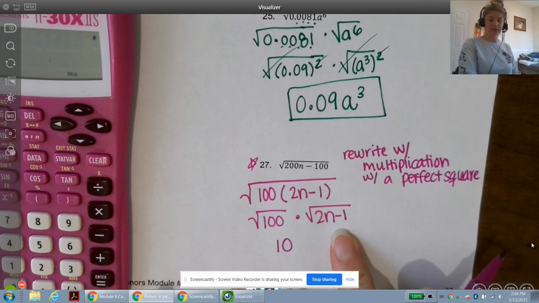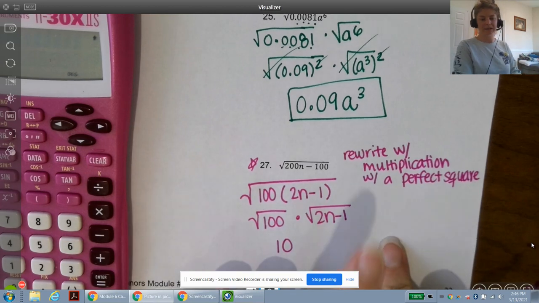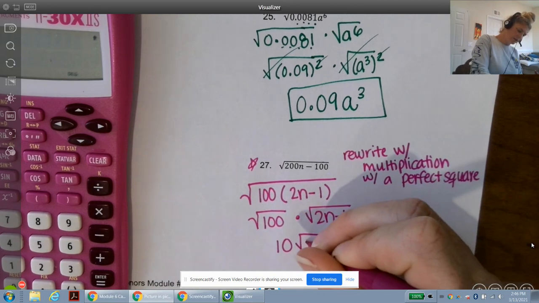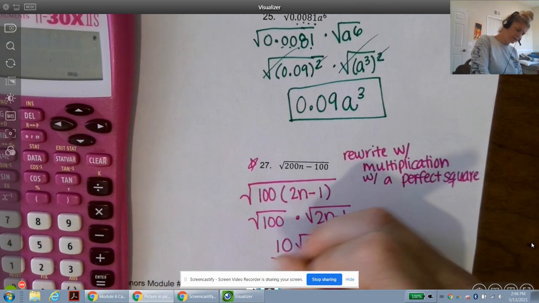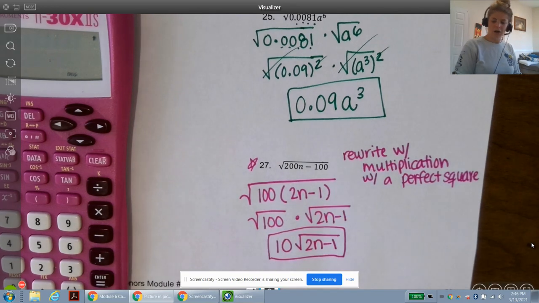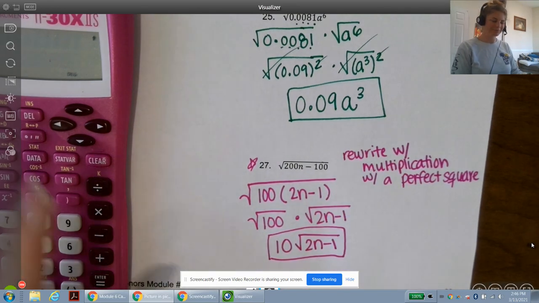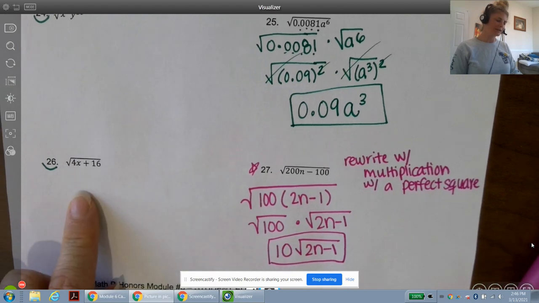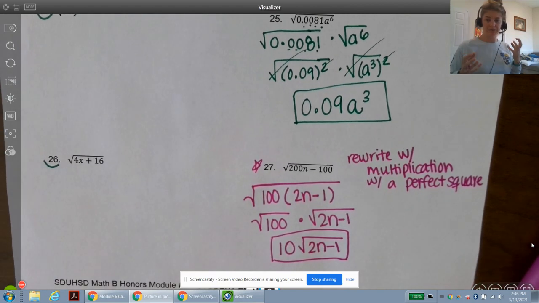You can't touch this. It doesn't matter if it's a 4n in there or a 16n. If there's a minus a number and we can't rewrite it with multiplication, it just has to stay like it is. So this is 10 square root of all of 2n minus 1. Awesome. So remember that when we are working with subtraction, you can't break them into different radicals until everything is with multiplication. So just rewrite it with it. You want it, you make it happen.